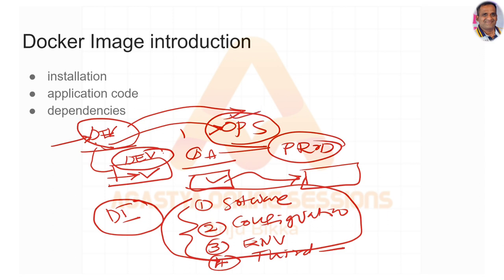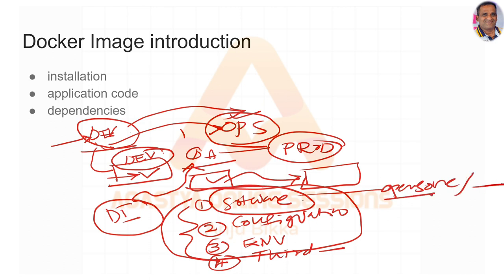When the ops team receives the DI, first they need to exercise the DI in the QA environment. According to the DI, they have to procure that software, either open source or commercial. Then, once they procure the software, they have to install it as specified in the DI. Then they have to do the configurations, environment variables, third party. So everything specified in the DI, they have to follow. Then after that, they will start testing. Once QA is done and QA is passed, they have to repeat the same steps in the production environment.